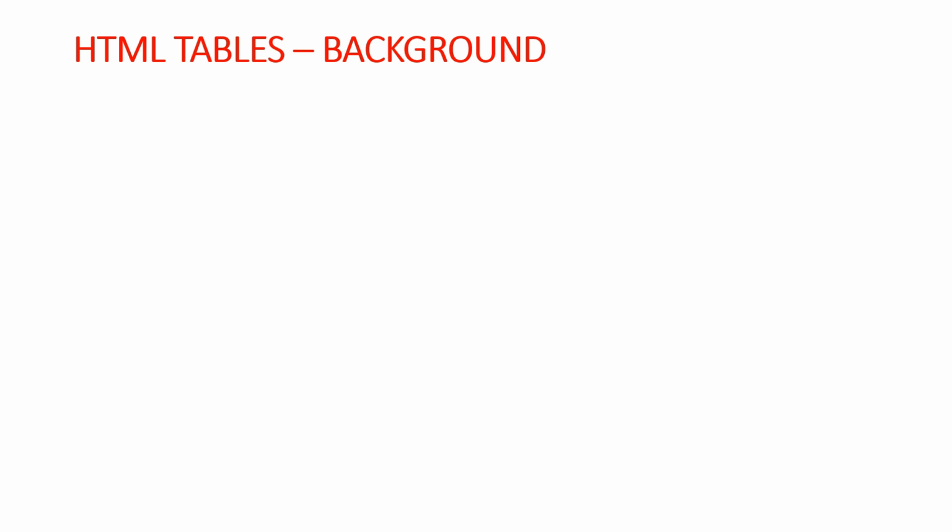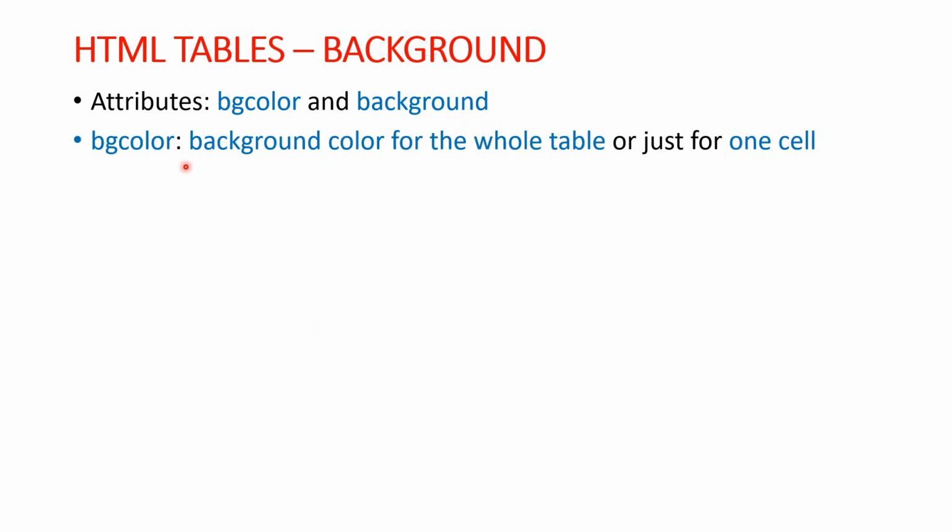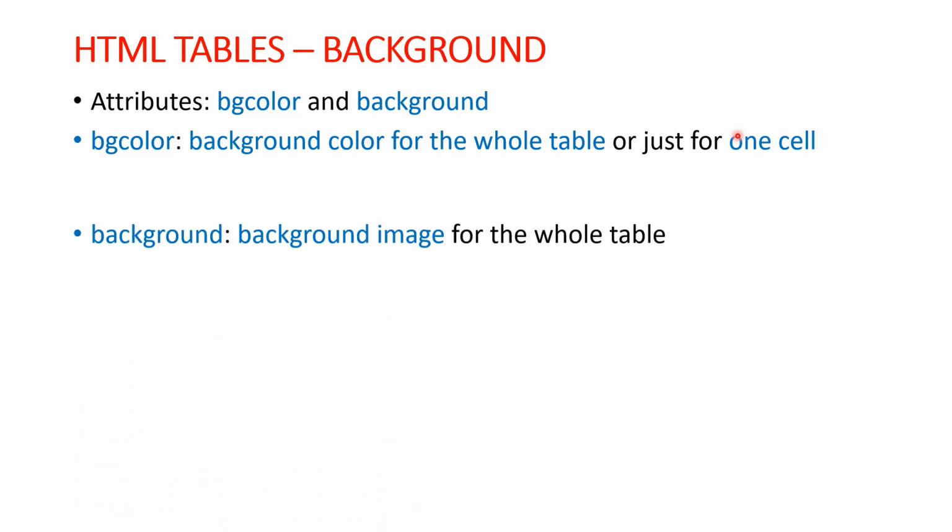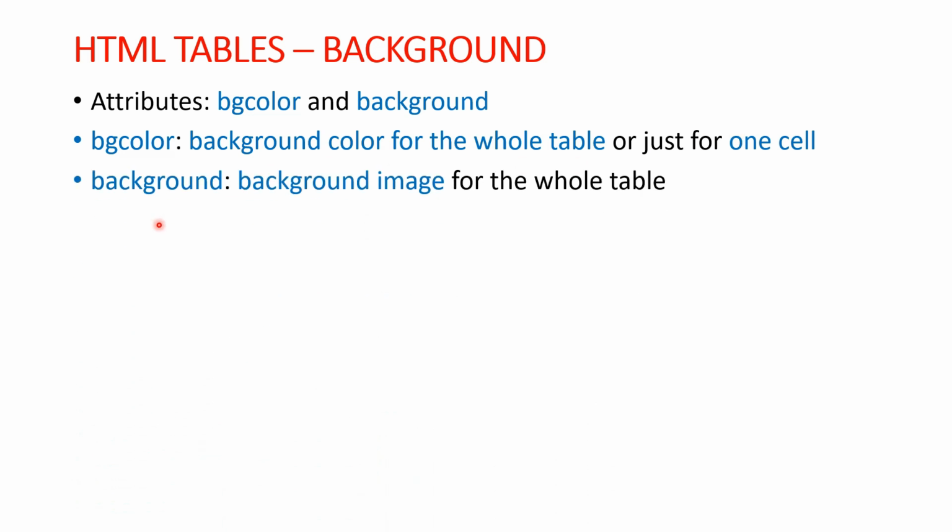Next we will see about backgrounds. To set the background of HTML tables, we can use two attributes, which are bgcolor and background. The bgcolor attribute is used to set the background color for the whole table or just one cell. And the background attribute is used to set the background image for the whole table. There is one more attribute called bordercolor, which is used to set the border color of the table. Let's see this in action.